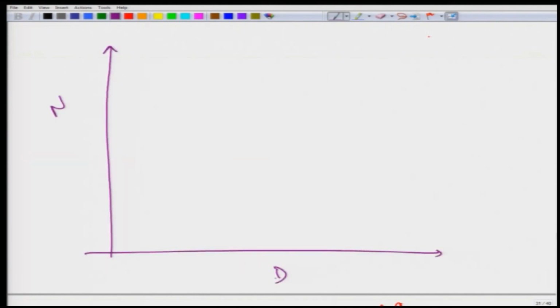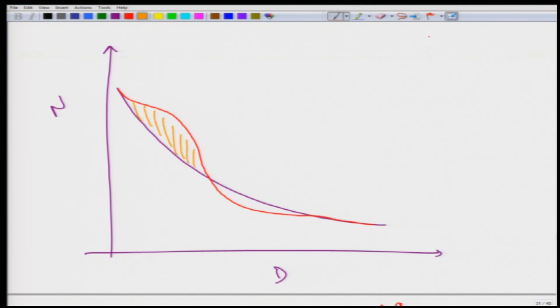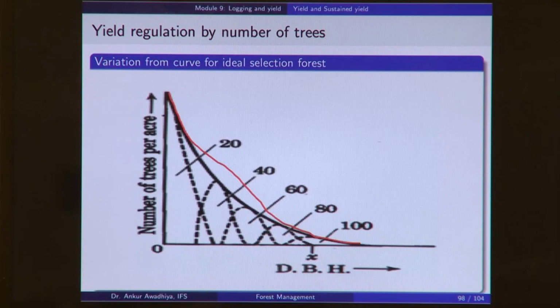this is the ND curve, it looks like this, but the actual forest is showing something like this. So, these trees can be cut very easily, and for these trees there should be ample protection given and no cutting done, so that after a while, when this section moves towards the right, it will come back to the normal forest. So, this method is known as yield regulation by the number of trees.